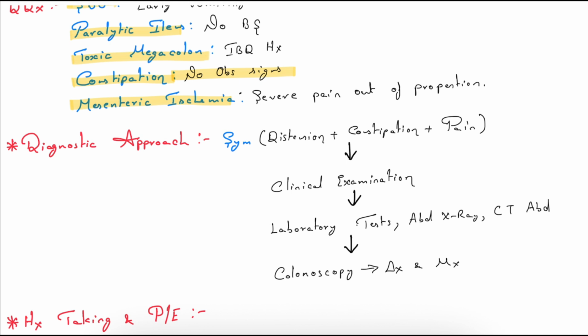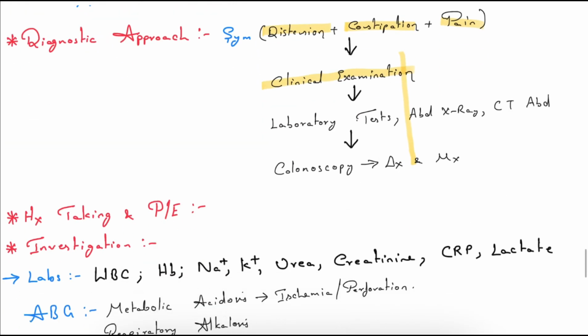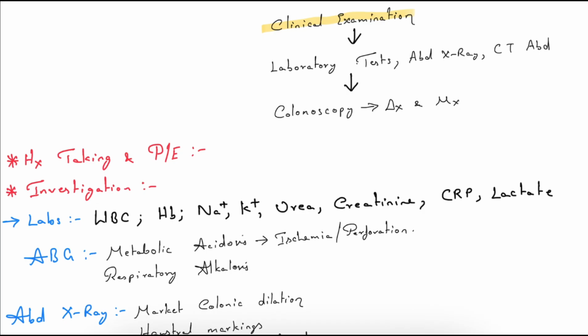So we have to follow the algorithm, the diagnostic approach. First of all, we have to check symptoms like abdominal distension, constipation, and pain. Then after, we have to do clinical examination. Then some lab tests, then abdominal X-ray, then CT abdomen. CT abdomen is the gold standard test for large bowel obstruction, with or without colonoscopy.